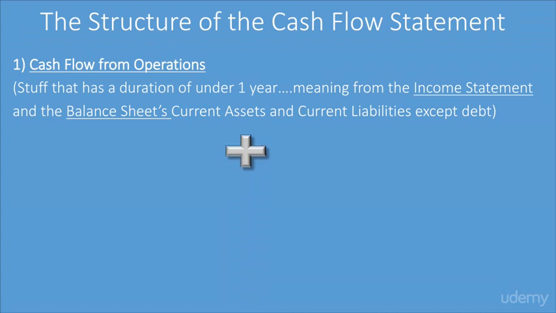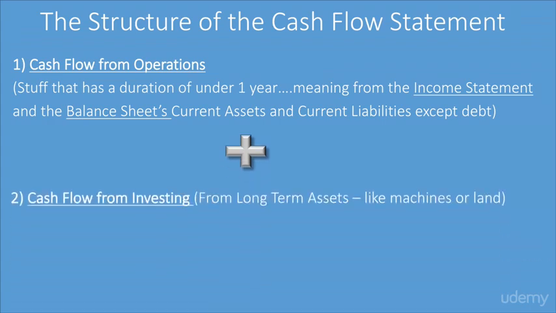Okay, now what we do is we add cash flow from investing, and basically you go to long-term assets, and if we spent money investing in stuff like machines or land, then we're going to deduct that from our cash flow statement. So think of this always as cash in your pocket or cash out of your pocket.